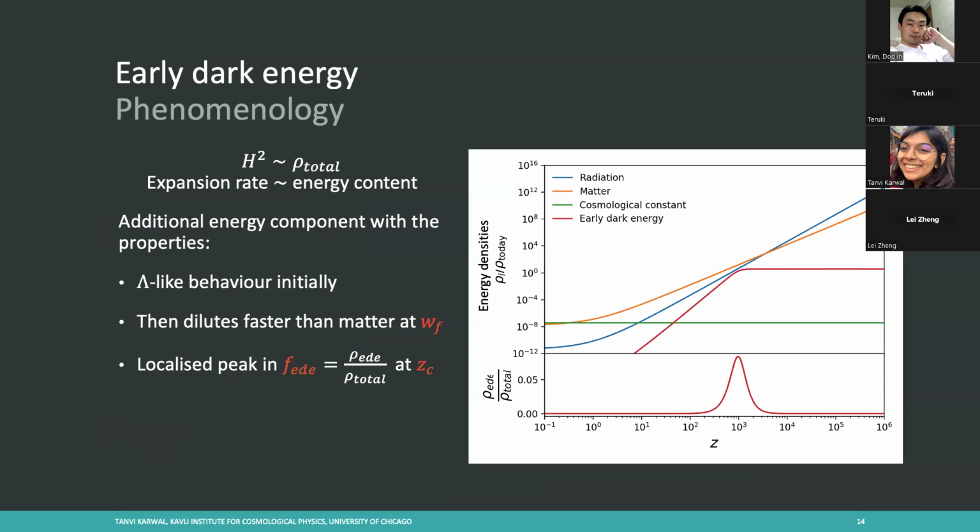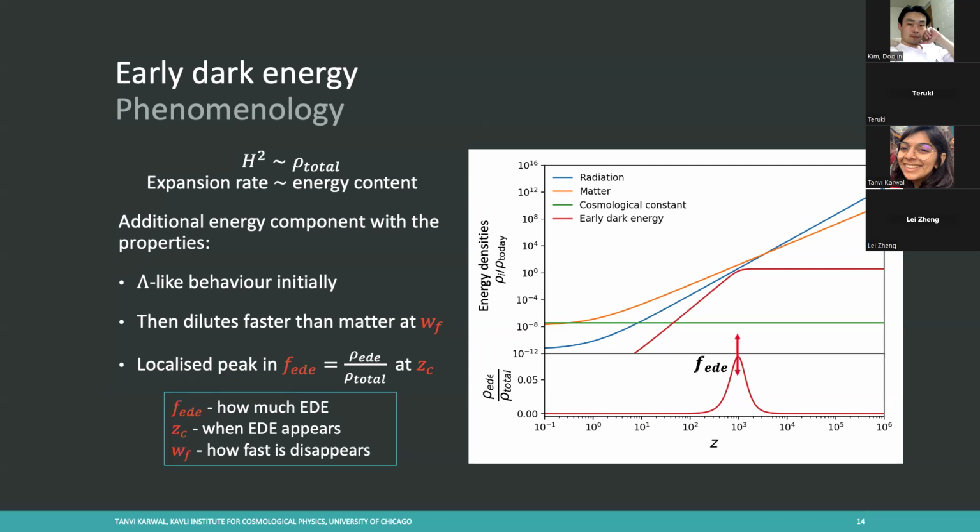Specifically, how we do this is by adding another component to the energy density of the universe, which looks like this. Again, I'm showing you energy densities and fractional contribution over redshift. This new component looks like a cosmological constant at early times, and then at some redshift, it begins to rapidly vanish. It has to vanish at least as fast as the radiation. This is purely phenomenological right now. The parameters of such a model are how much early dark energy there is, so what is the amplitude of that curve, when it's injected, so the location of that peak, and how fast it disappears, or the slope of the left side of this peak.